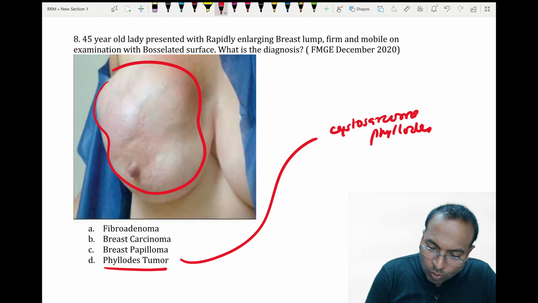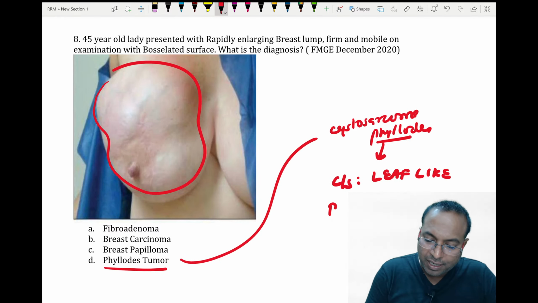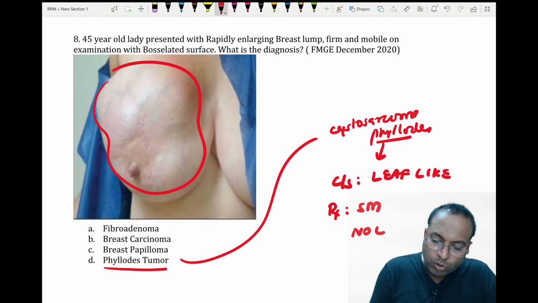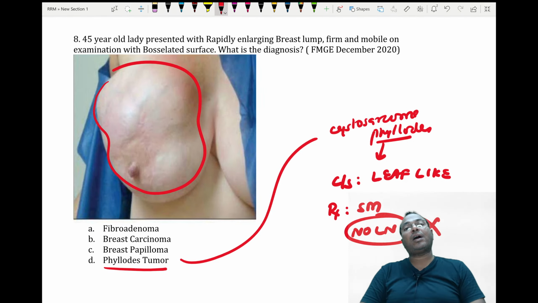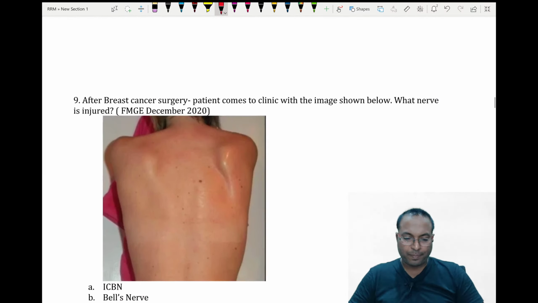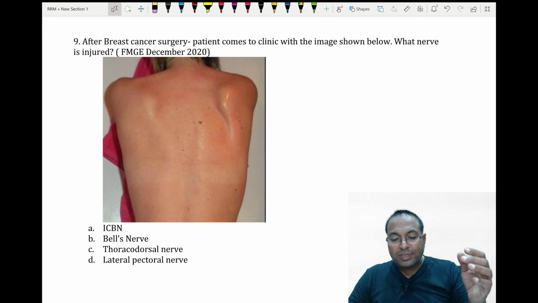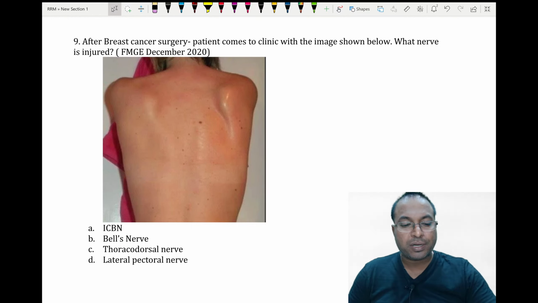They are known as Phyllodes because on cut section, phylloid means leaf-like appearance. Treatment is simple mastectomy. No lymph node dissection is needed because it will not cause lymph node involvement. Simple mastectomy is enough for Phyllodes tumor. Next, after breast cancer surgery, the patient comes to you with this finding. This is an applied anatomy question.